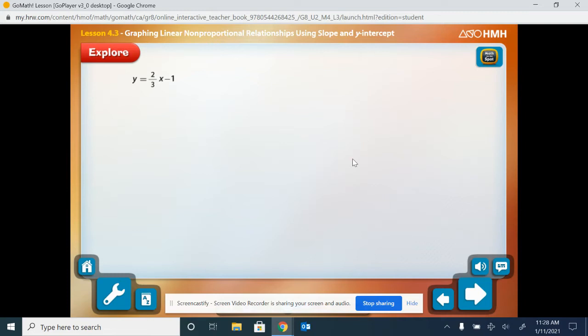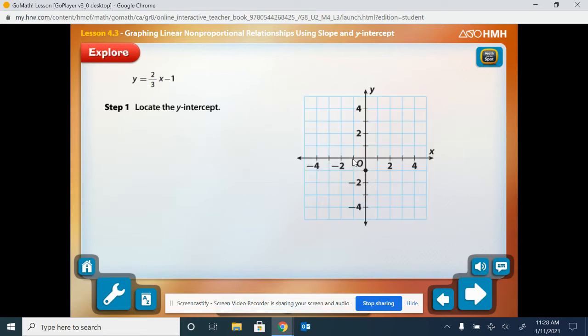Look at the equation y equals 2/3 times x minus 1. The equation shows a y-intercept of -1 and a slope of 2/3. Let's use this information to draw the line on a graph represented by this equation. Step 1. Locate the y-intercept. The y-intercept is -1. Click the location on the graph of the y-intercept.